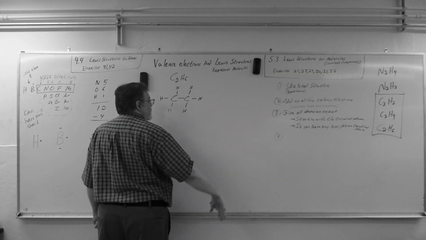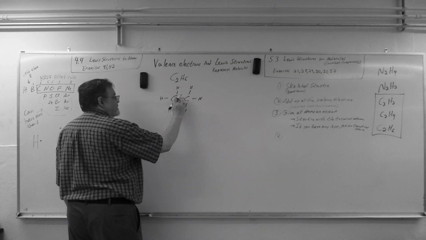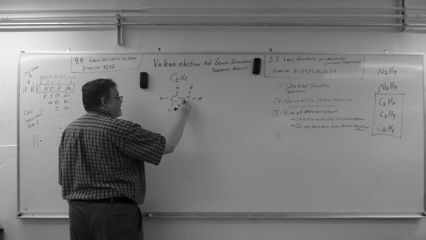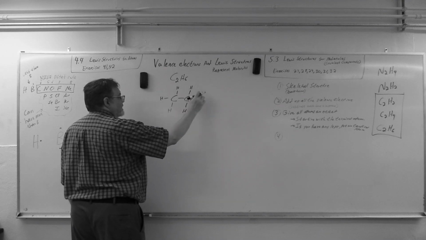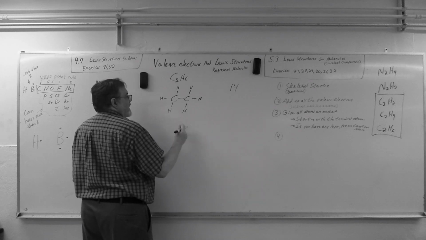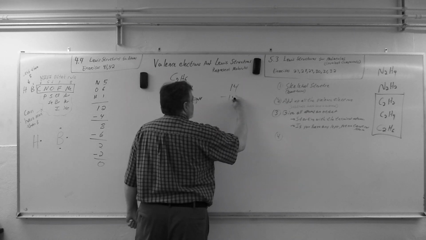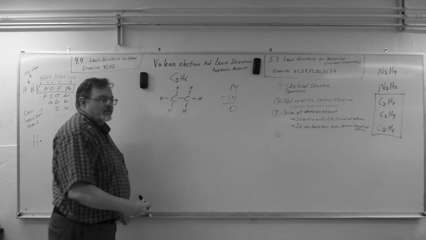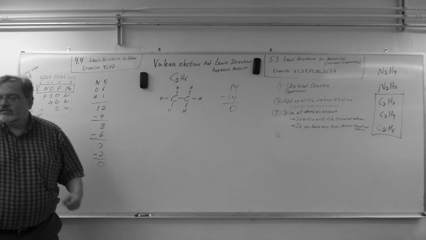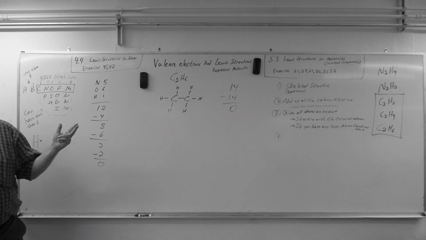And now if I want to follow these rules, it's 4 for each carbon, so that's 8 electrons, and it's 1 for each hydrogen, so that's 8, 9, 10, 11, 12, 13, 14. 14 total electrons. I've used 2, 4, 6, 8, 10, 12, 14 to make this. The carbons have their octet, the hydrogens have their 2. And I'm done, it's that simple.